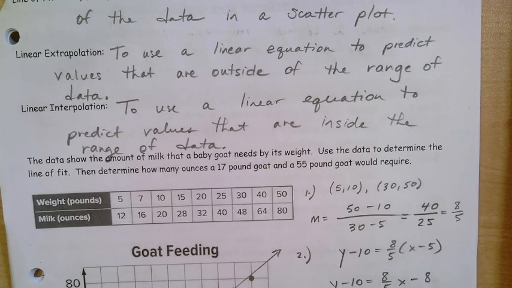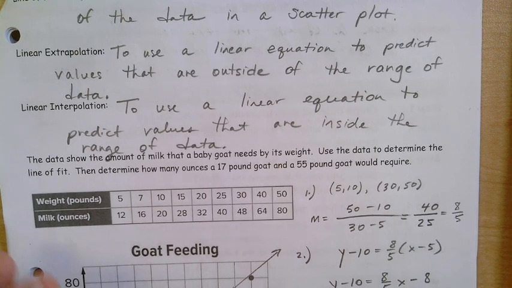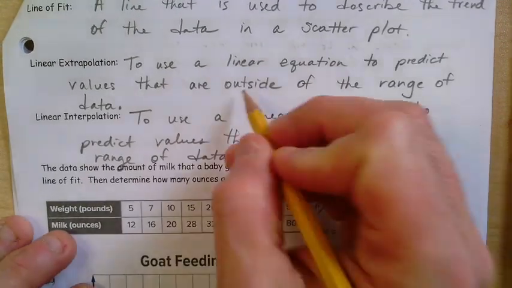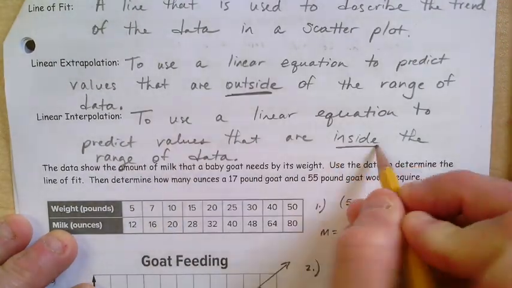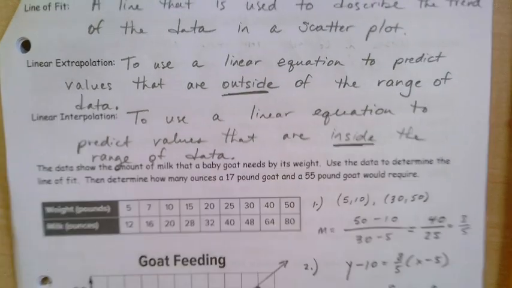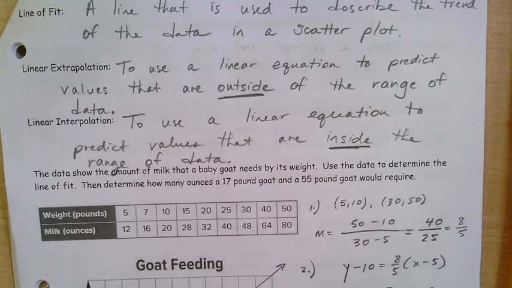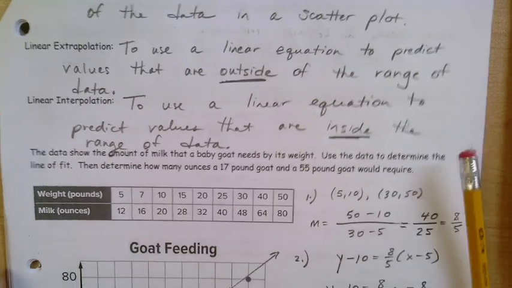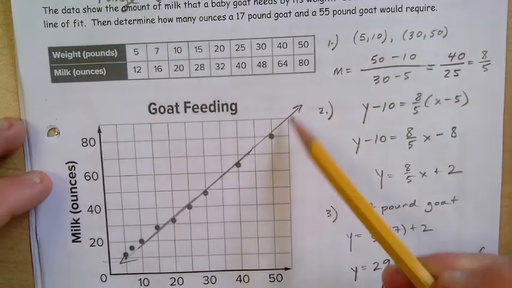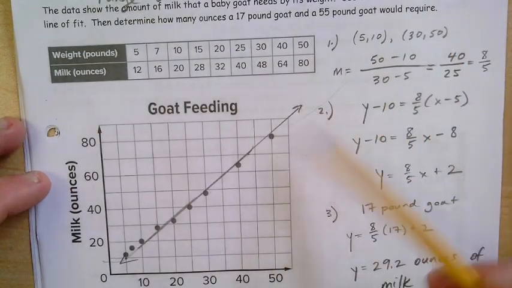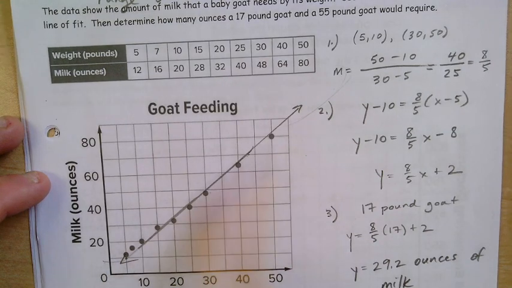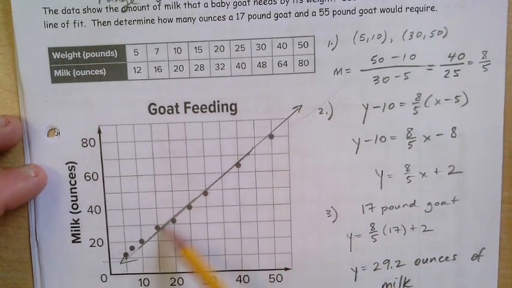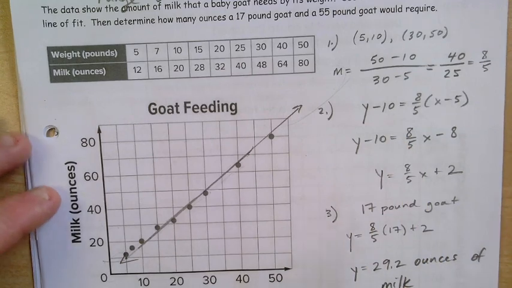So extrapolation versus interpolation, which is kind of inside. And so maybe I should just do this. Underline outside, underline the word inside right there, to use linear equations to predict the values that are inside the range of data, okay? So in this set of data right here, down at the bottom of the page, if it was extrapolation, it would be out here or down here. It's outside the data points, but if it's interpolation, it's somewhere in between the points there, okay?